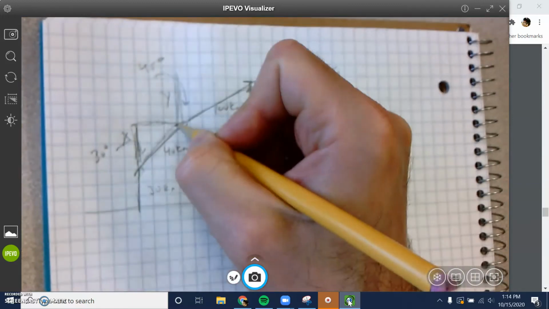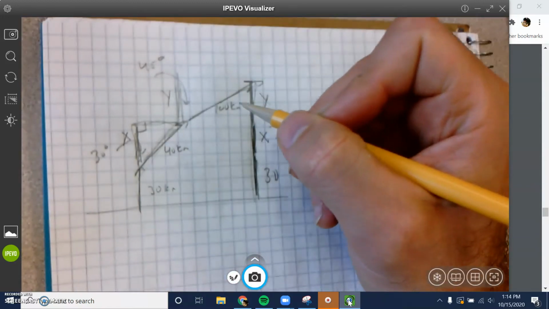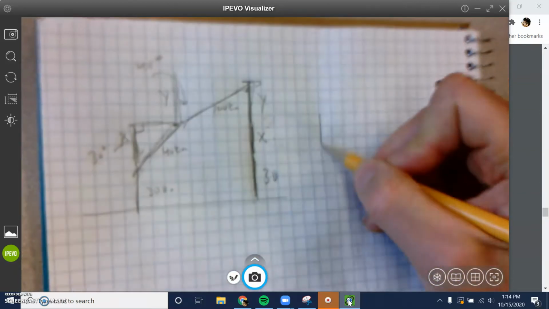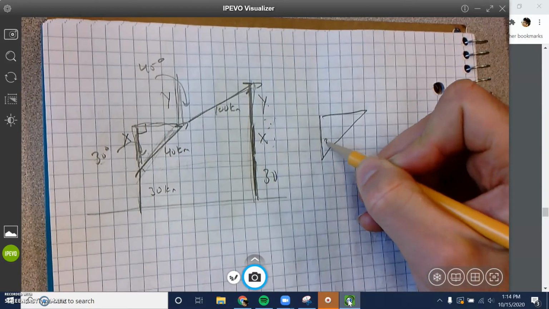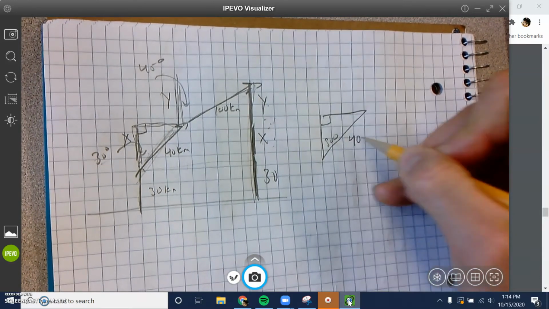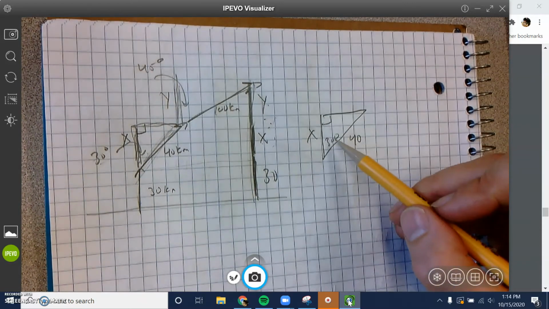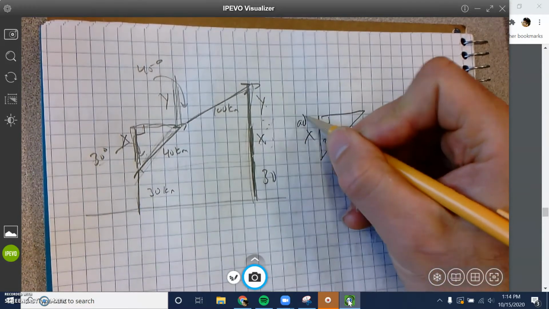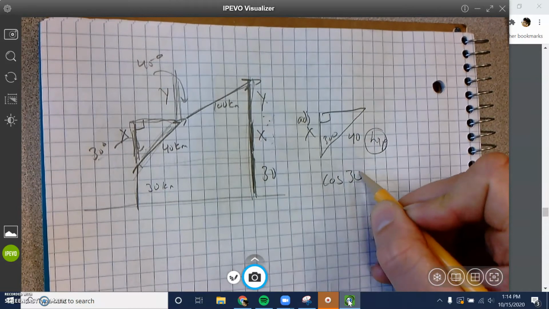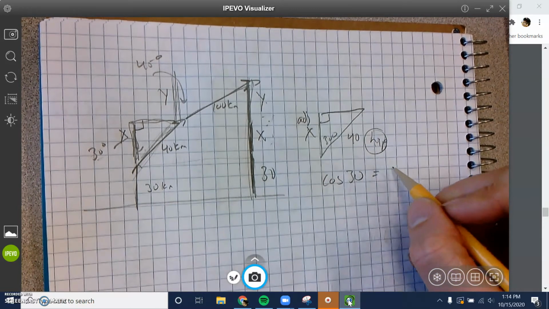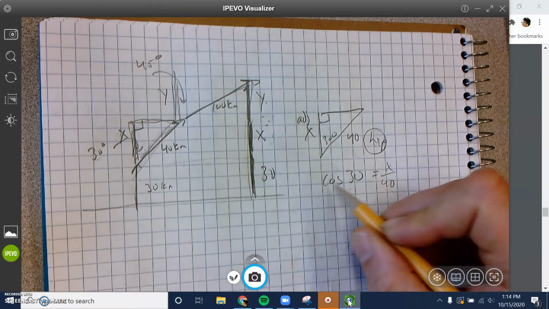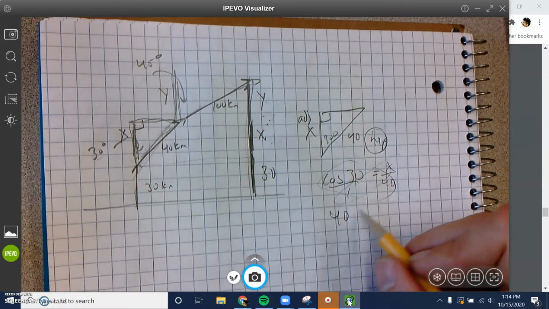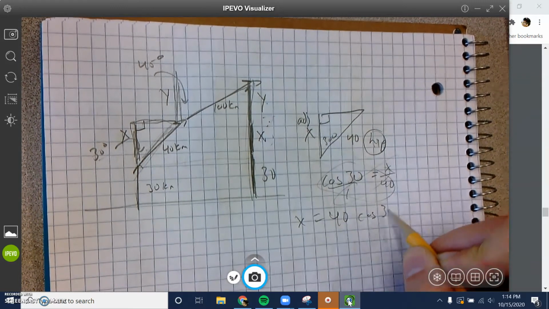So look what I did. I just made a right triangle, and it says this is 30 degrees. So just focus on this triangle. If I want to, I can peel it off and help myself distinguish what is what. This is x. This is the hypotenuse. And this side is the adjacent. So cosine of 30, because you have adjacent over hypotenuse, equals x over 40. So x equals 40 cosine 30.